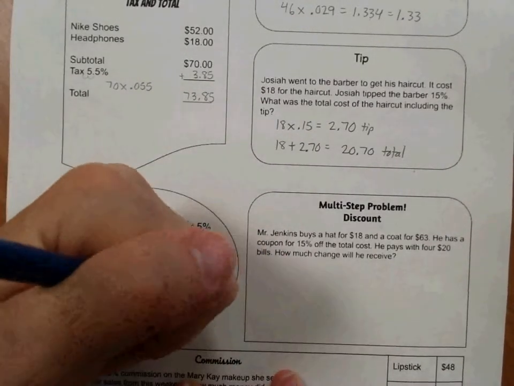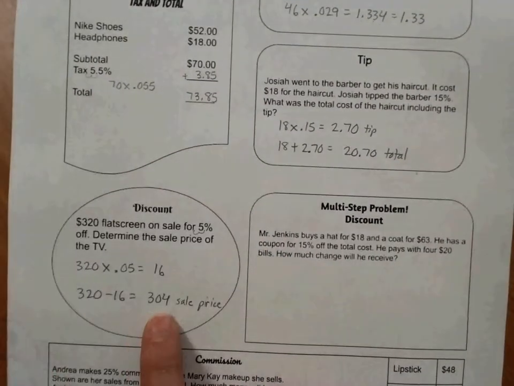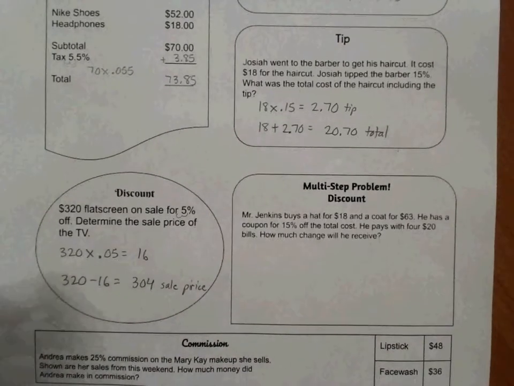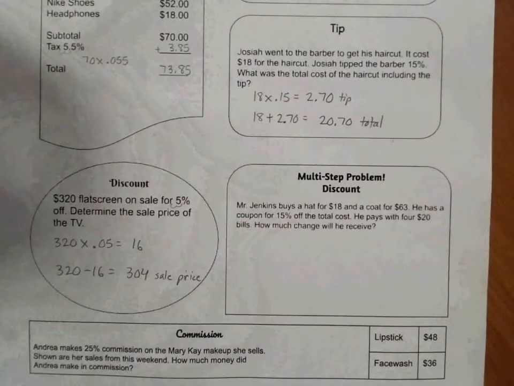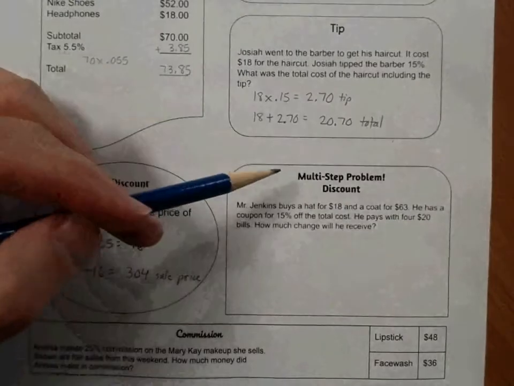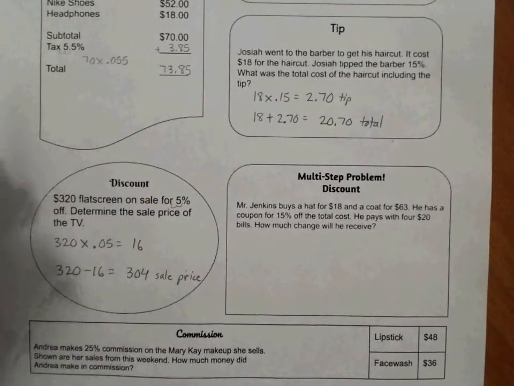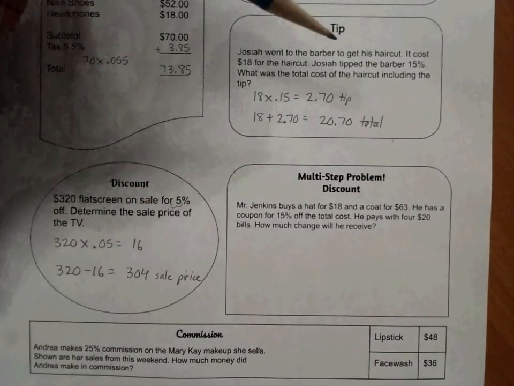And your final answer is $304 there. Okay? Now, when you look at this discount problem over here, this one's going to have some steps to it, and it already gives you a heads up on that. It tells you it's a multi-step problem. So let's talk about how we can break this down here.